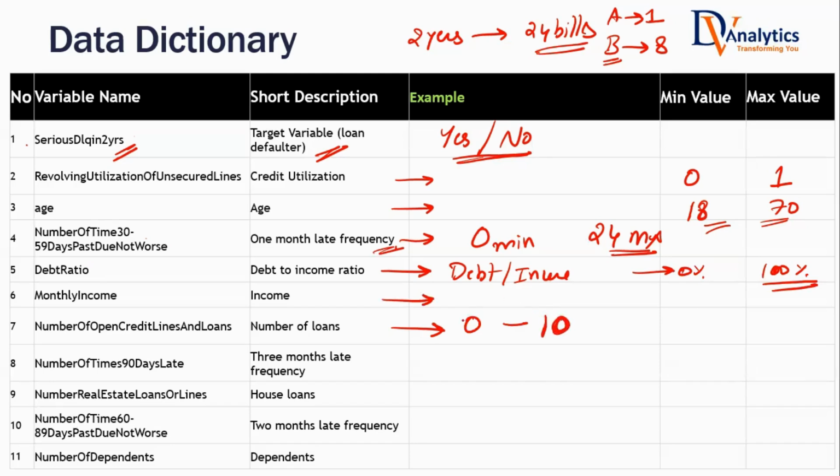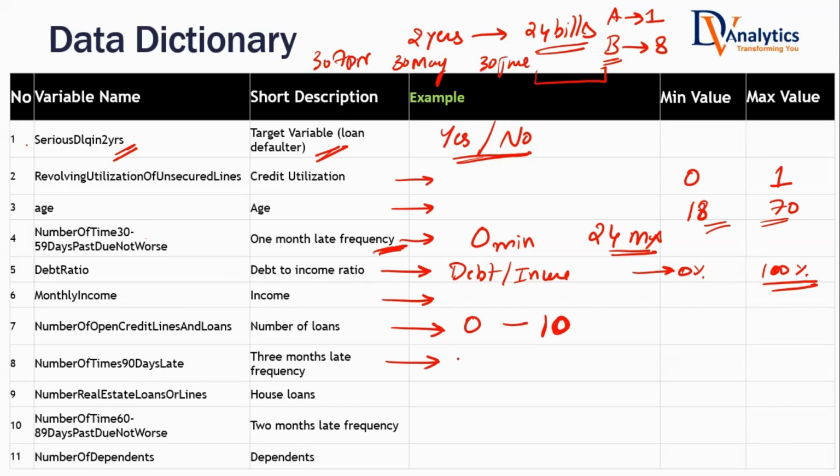This was 1 month late frequency. The other variable is 3 month late frequency. Your bill got generated on 30 April. Did you pay on 30 May? No. Did you pay on 30 June? No. When did you pay? July. So that is the number of times 3 months late frequency.